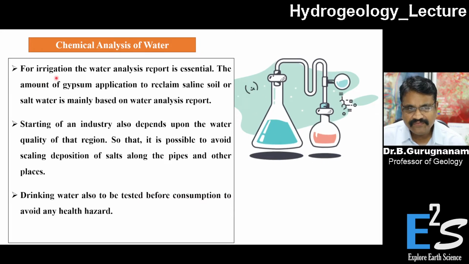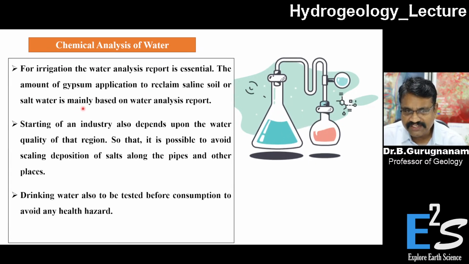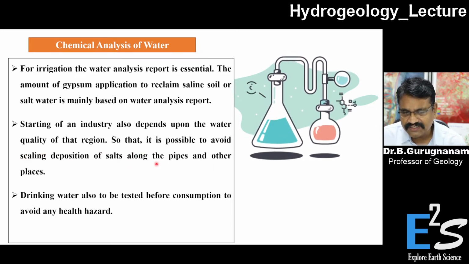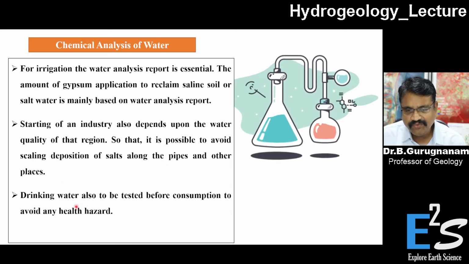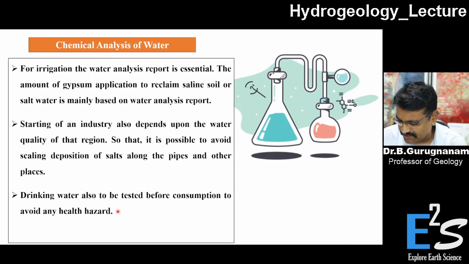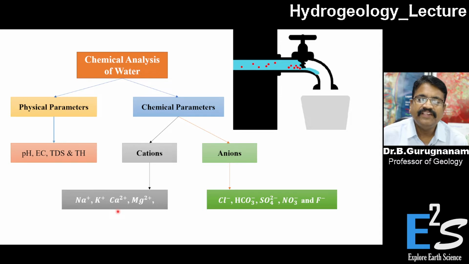And apart from that, for irrigation, the water analysis report is essential. The amount of gypsum applied to reclaim saline soil or saline water is mainly based on water analysis. Starting an industry also depends upon the water quality of that region, so that it is possible to avoid scaling and deposition of salts along the pipes and other places. Drinking water also has to be tested before consumption to avoid health hazards. It is very important. Nowadays everybody is very interested.